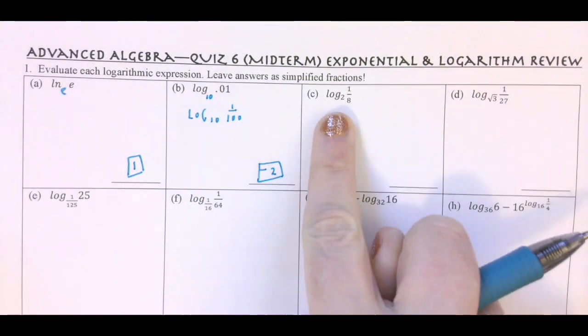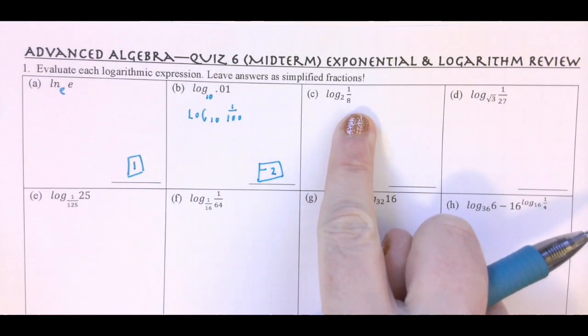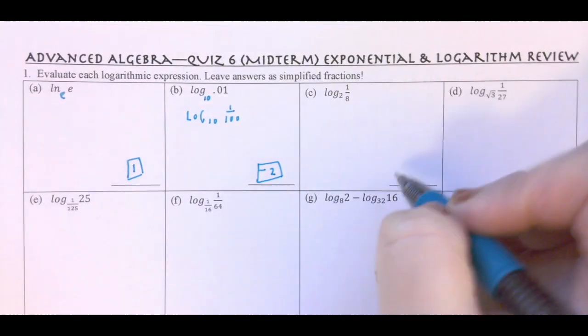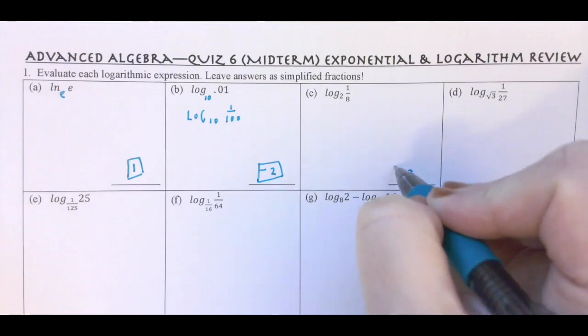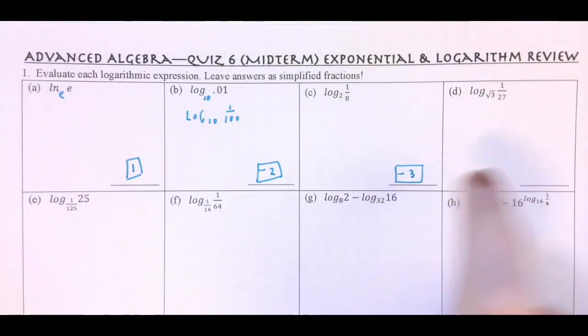Okay, here, 2 to what power gets us 1/8? Well, 2 cubed would be 8. So this must be to the negative third power. So this would resolve to be just -3.